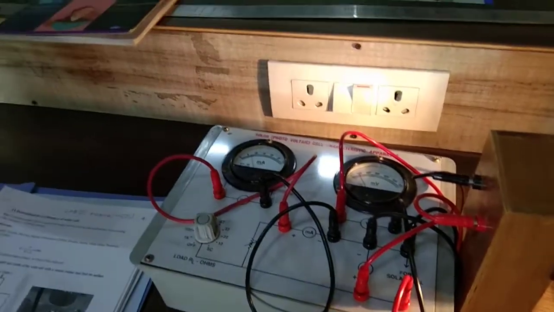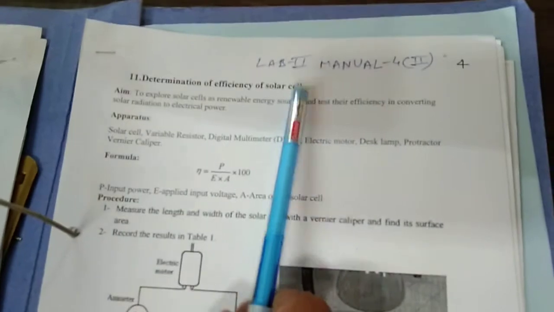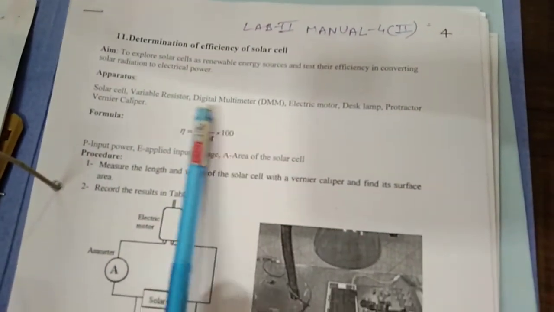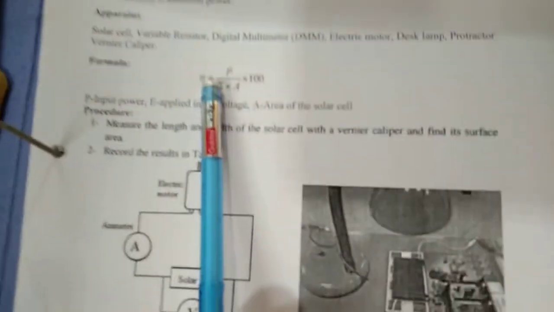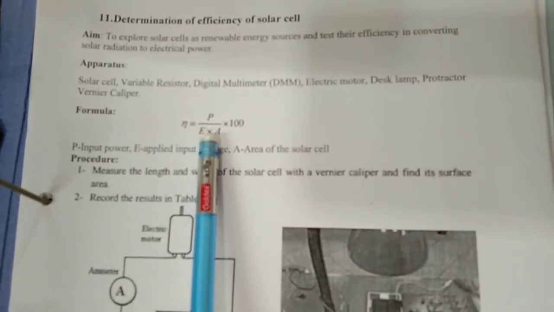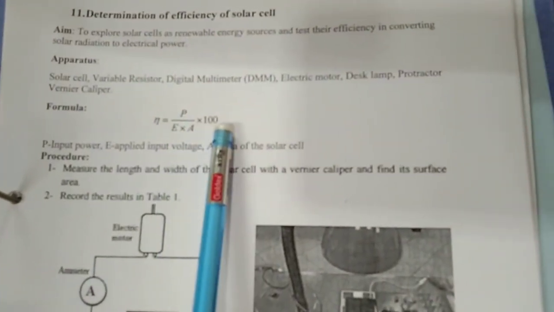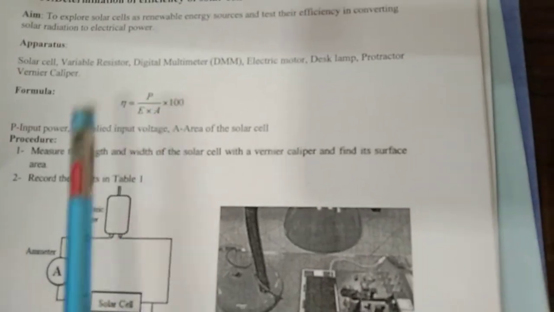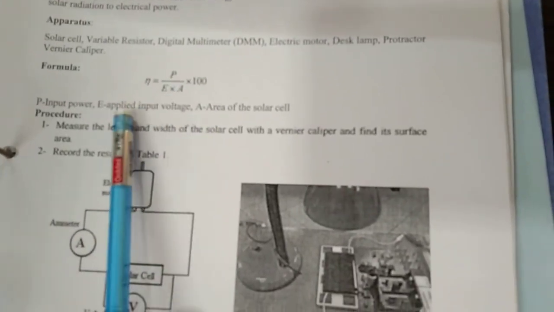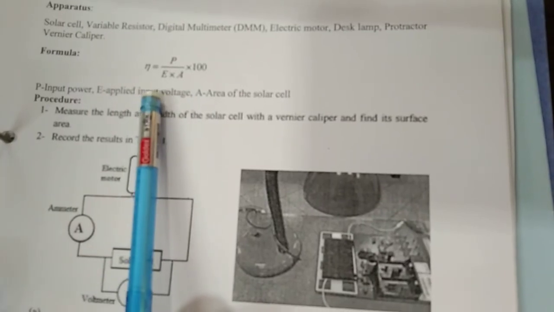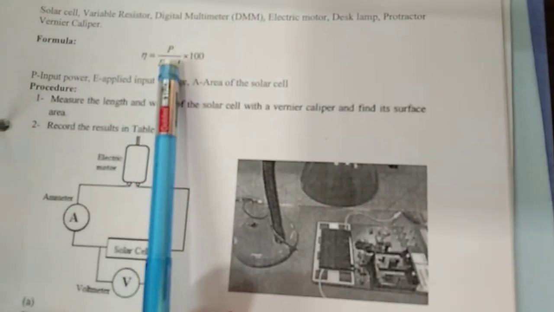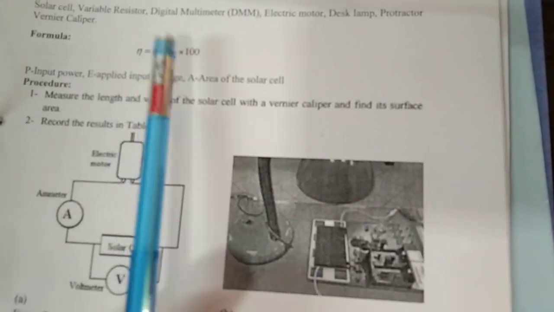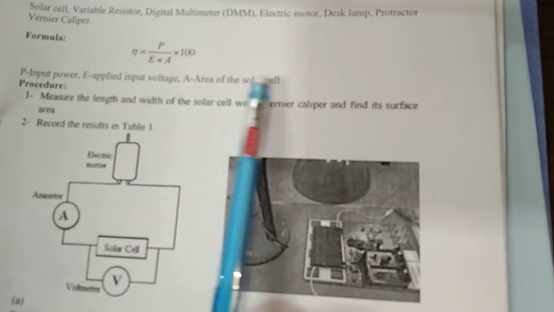We will start the practical on determination of efficiency of solar cell. This practical requires the formula eta is equal to P upon E into A into 100, where P is the input power, which will be voltage into current, that we will calculate. E is the applied input power, which will be given as 350 watts per meter square as the intensity. A is the area of the solar cell.